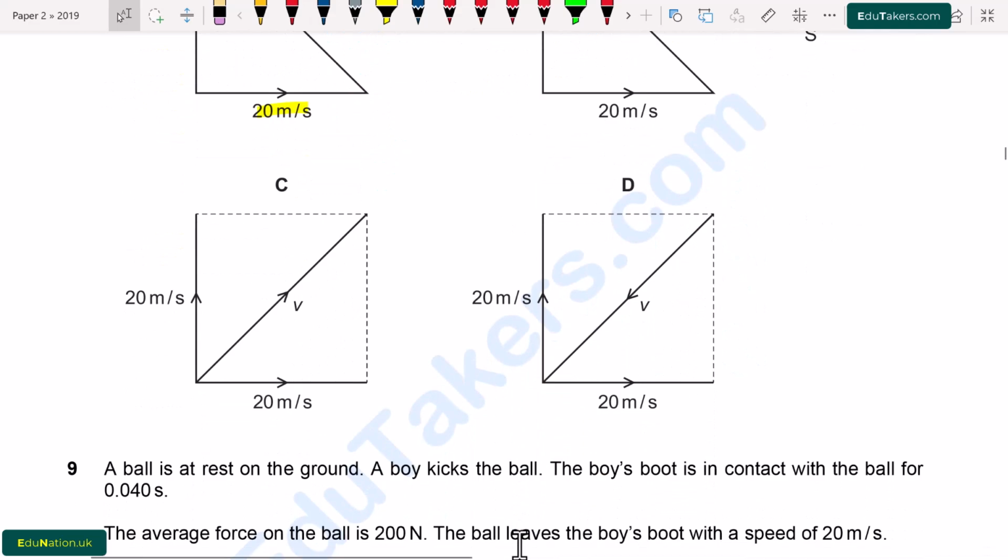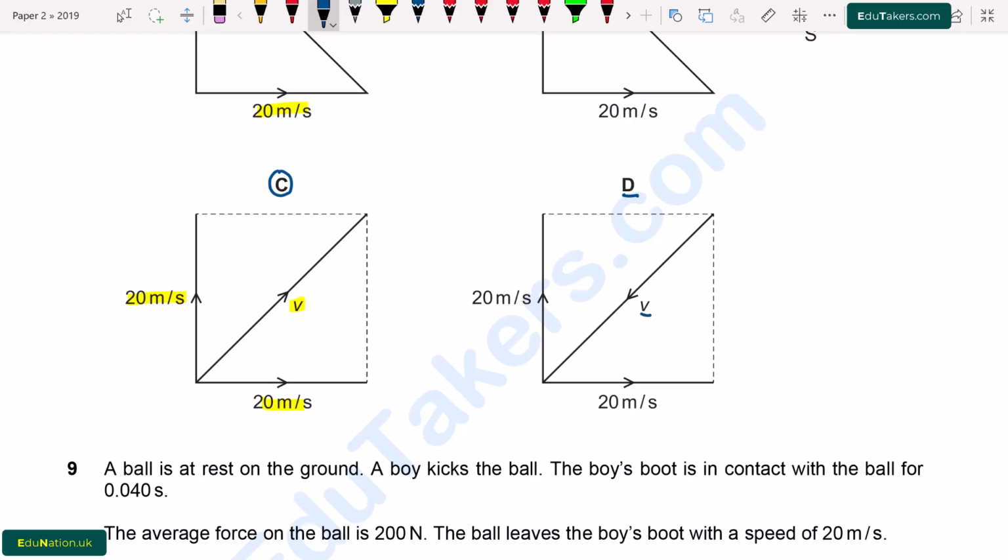Option C. Here the first vector is given, which is 20 meter per second, and the second vector is also 20 meter per second. And the resultant is given by the vector P. This is actually the resolution of the vector, where we have split the vector V into two components, horizontal and vertical. Vertical is 20 meter per second and horizontal is also 20 meter per second. So this diagram is correct. Option C is correct.